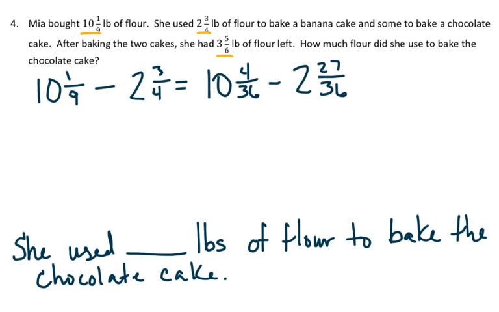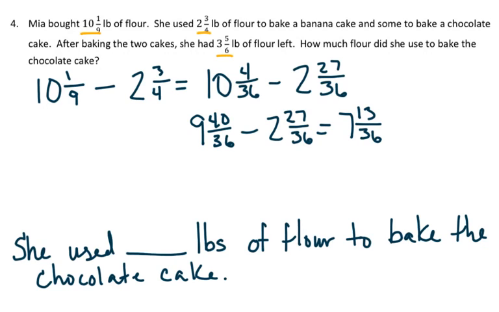So we can turn 10 4/36 into 9 40/36 minus 2 27/36 to get an answer of 7 13/36. Now, that's the amount of flour she has after she makes the banana cake. So now we're going to find out how much flour she used to bake the chocolate cake. So now I have 7 13/36. That's the amount of flour that she has left after she bakes the banana cake.